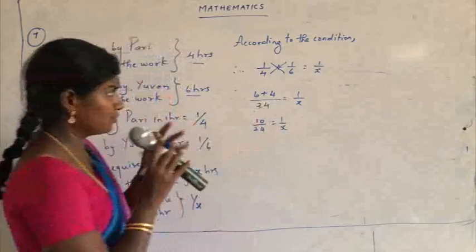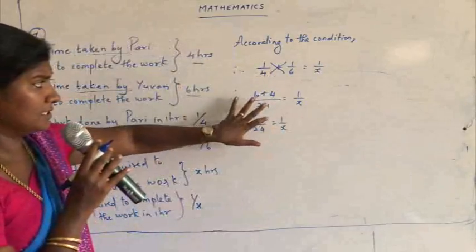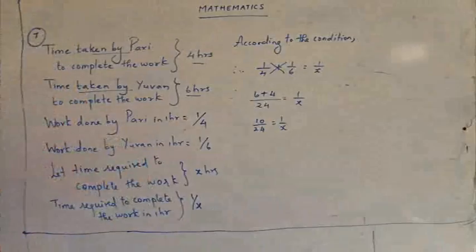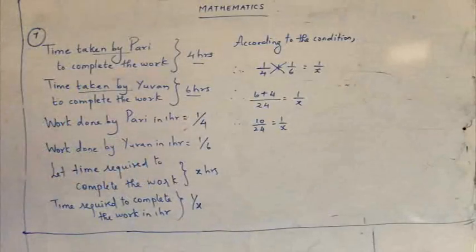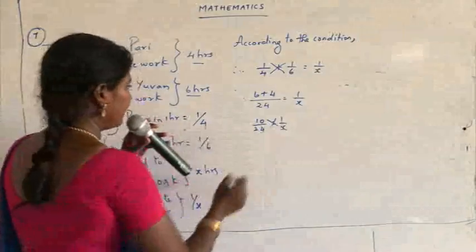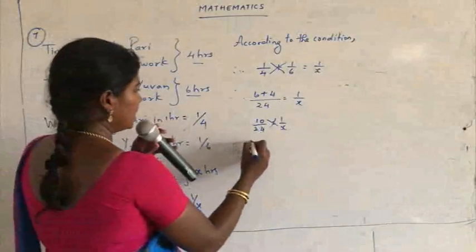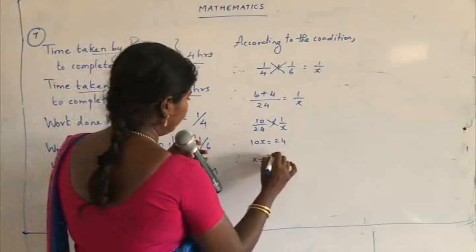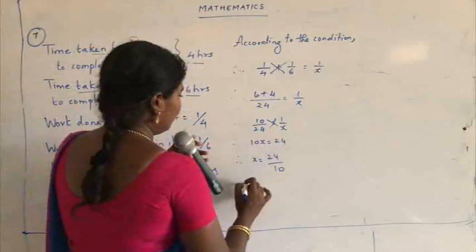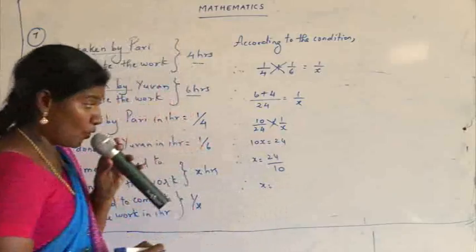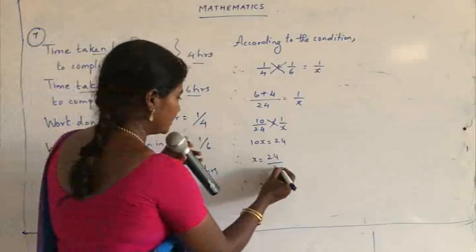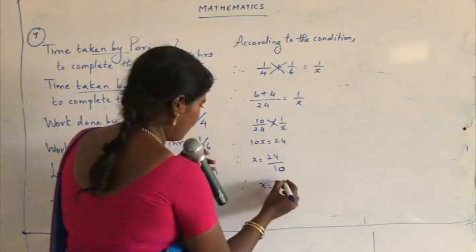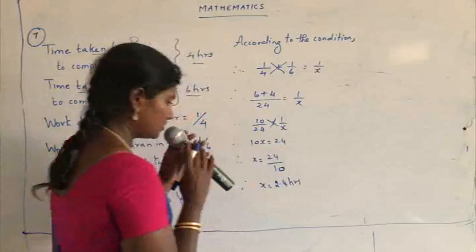I'm going very slowly here. Cross multiply: 6 plus 4 upon 24 is equal to 1 by x, so 6 plus 4 is 10 upon 24 is equal to 1 by x. Cross multiply to get the value of x. You get 10x is equal to 24. Therefore, x is equal to 24 upon 10, which is 2.4 hours. You just place a decimal point before the last digit. It's 2.4 hours. This is not the final statement.